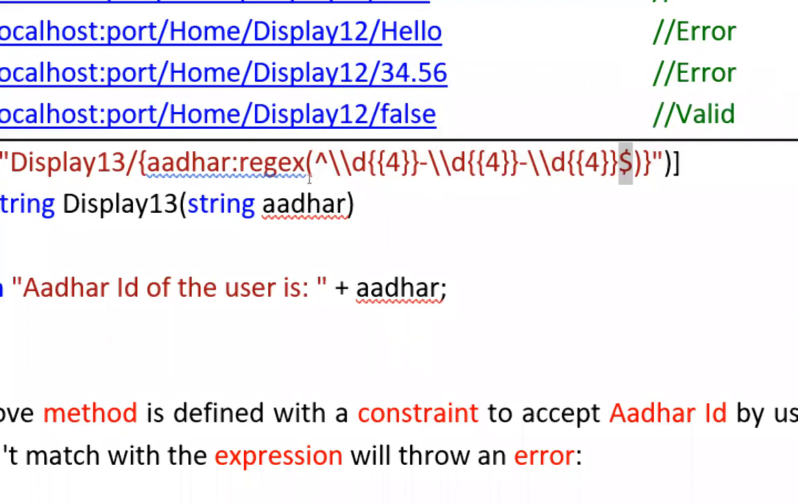In between, why is there a double slash? Because you already know slash is an escape character. We learned in C# already. So we should use double slash. Double slash D, value should be 4. So what does it accept? 4, hyphen, 4, hyphen, 4 only will be accepted.